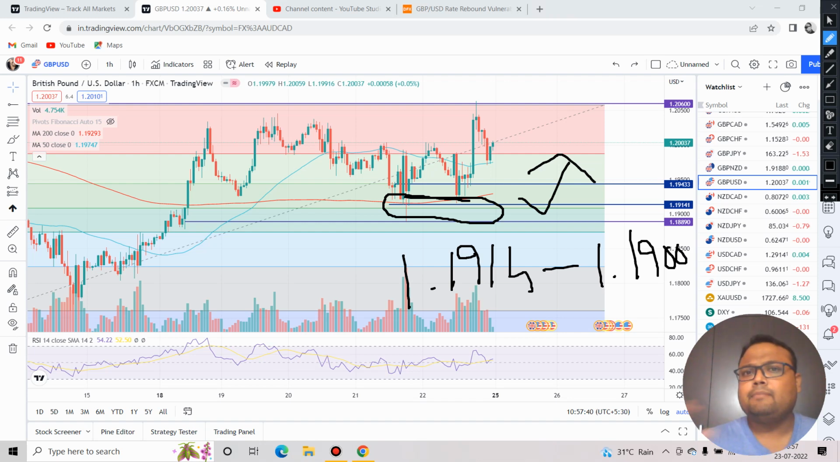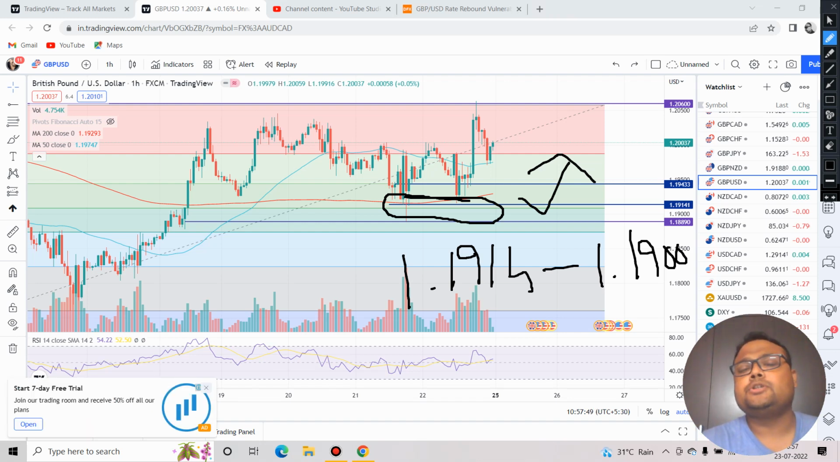But keep in mind DXY is also sideways, GBPUSD is also sideways. As long as both the charts remain sideways, we will get trading opportunities on both sides. And in case DXY shows a breakout, or if it starts going up again, then obviously you will have to trade accordingly.